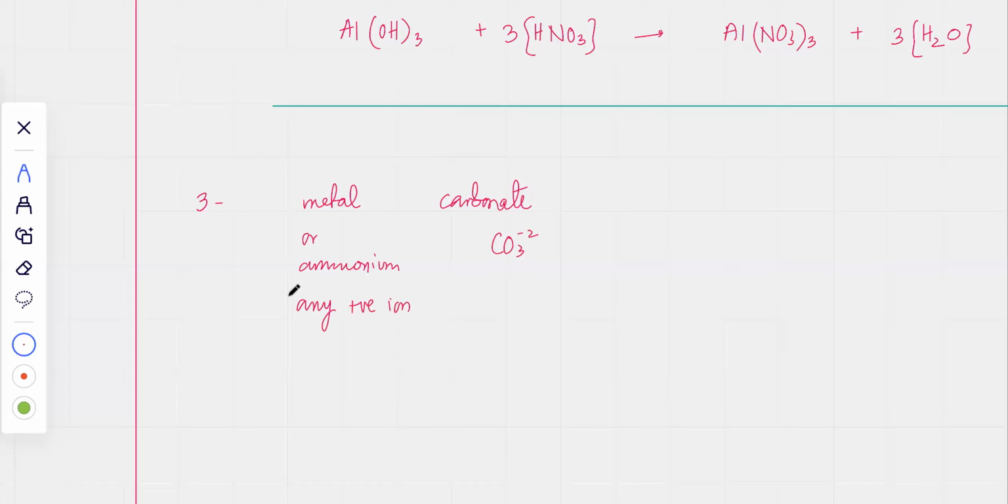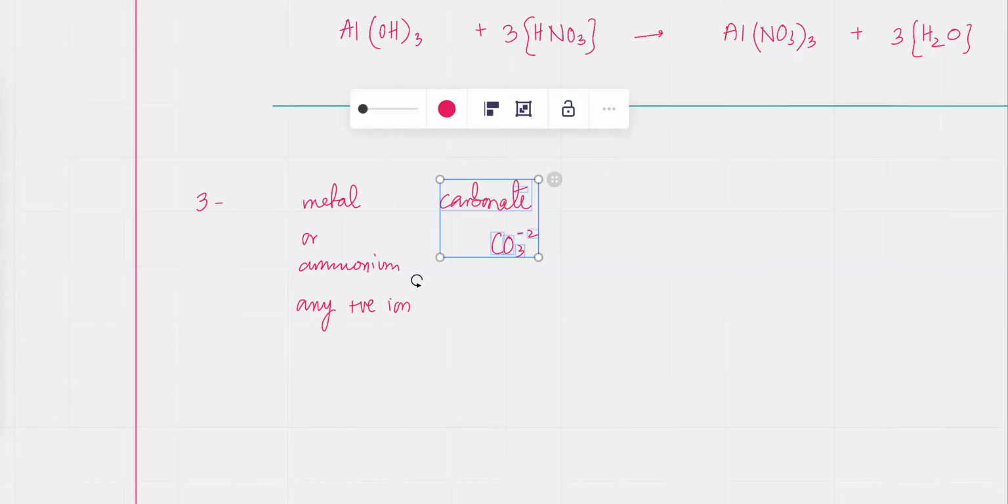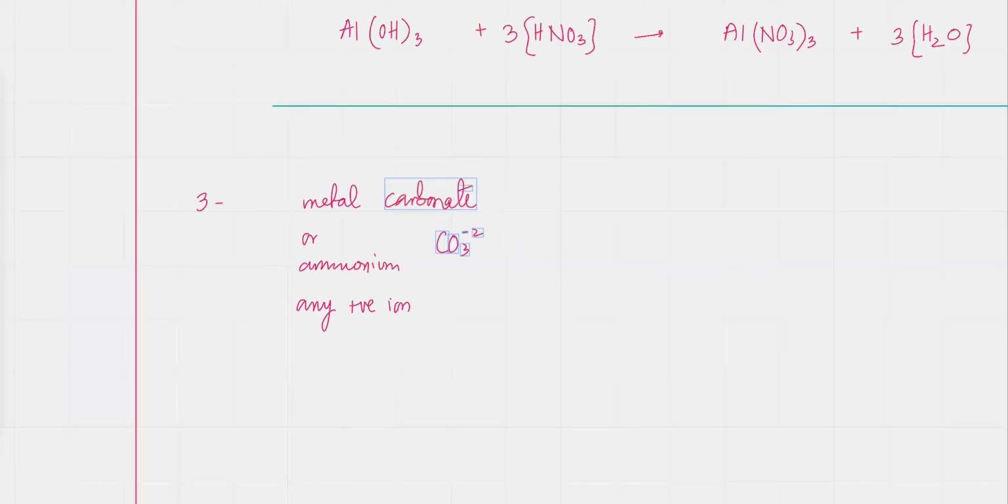So the carbonate would have something next to it. It's either going to be a metal carbonate or an ammonium carbonate. It should be a compound that contains carbonate ions, and it's going to react with an acid. Again, salt would be produced in exactly the same way, and a water molecule is going to be produced.